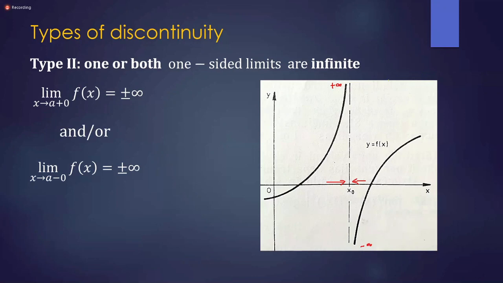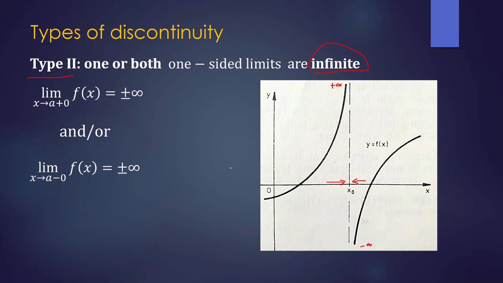But in principle, this works like this. Whenever there's infinity involved, it's type 2. So yes, in this case, you might copy this diagram, this picture.